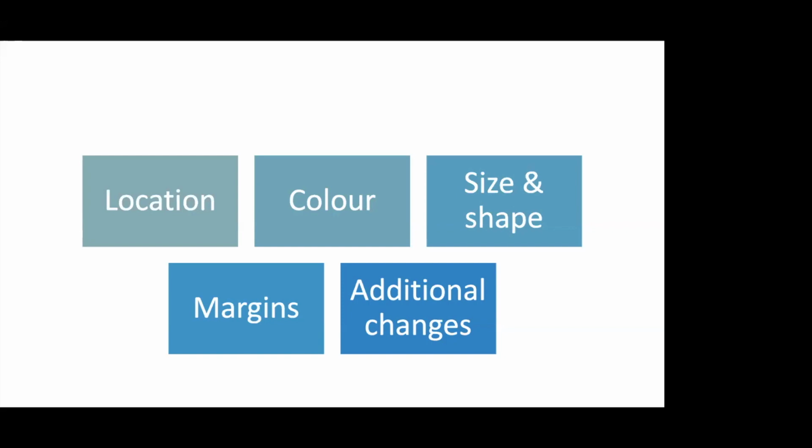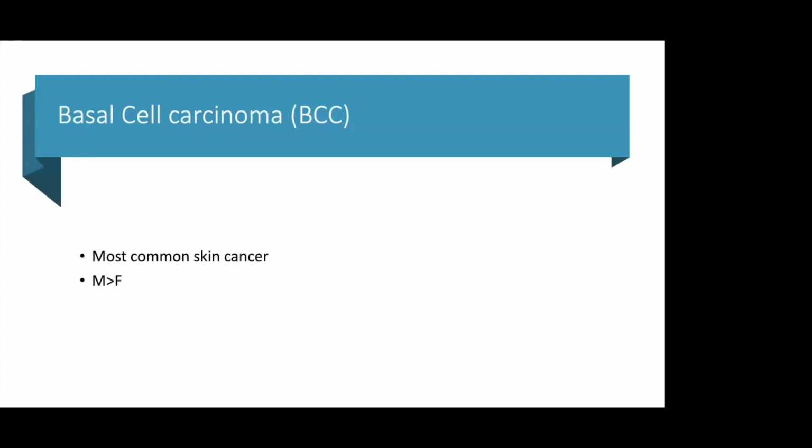What's the size and shape? What are the margins like? Are they well or poorly defined? And are there any other features of note? Are there any appearances of excoriations, for example? So with that in mind, we're going to move on to the first topic we're going to discuss, which is basal cell carcinoma.